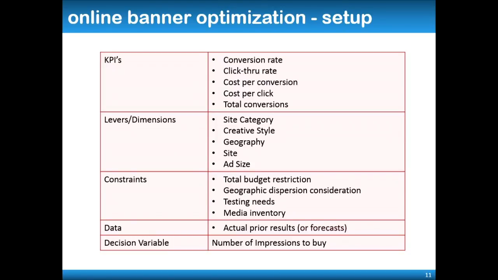Again, we're always going to have business constraints when it comes to a marketing optimization problem. So certainly we're going to have a budget restriction. Okay, there's some limit to how much we are willing to put into this channel, into this media buying plan. So we're going to have an overall budget restriction that we'll look at. We also may have some kind of geographic dispersion consideration.